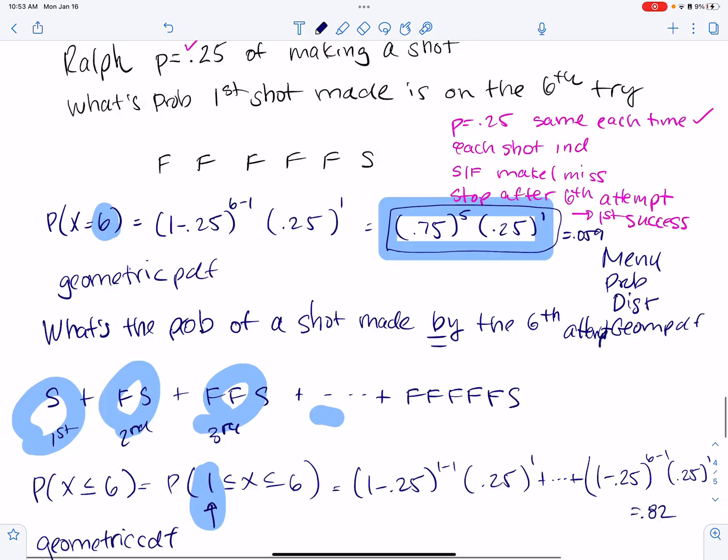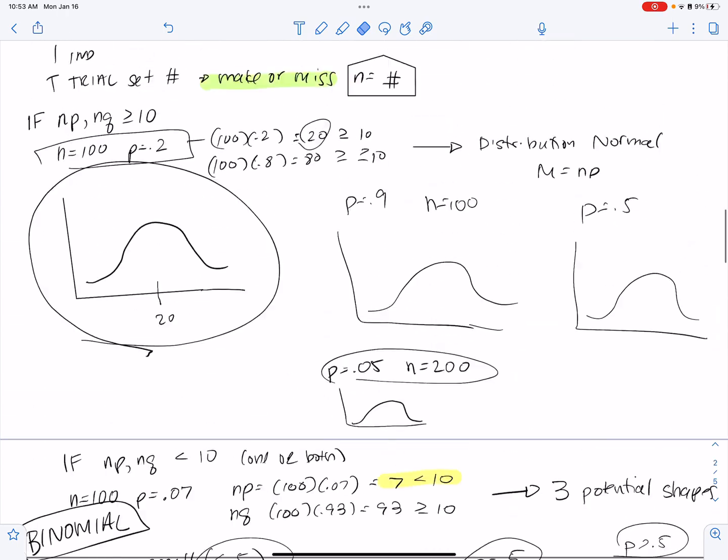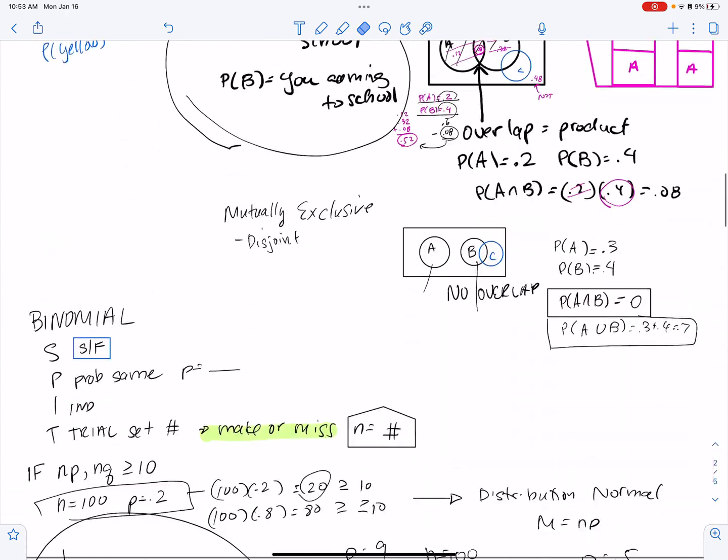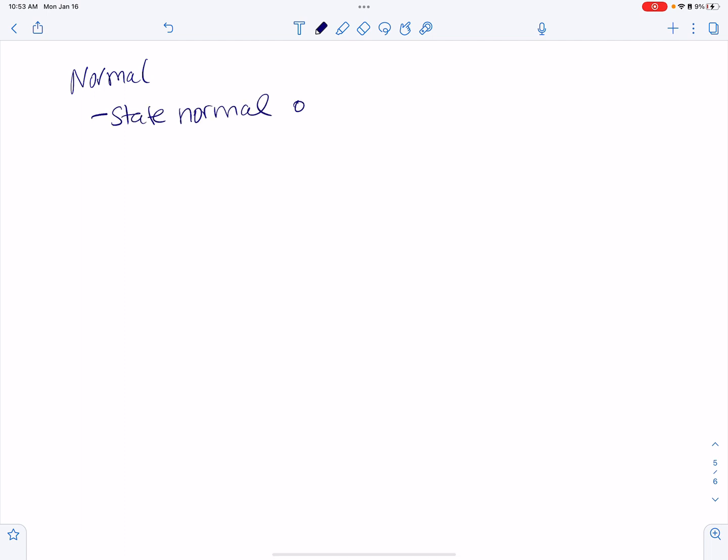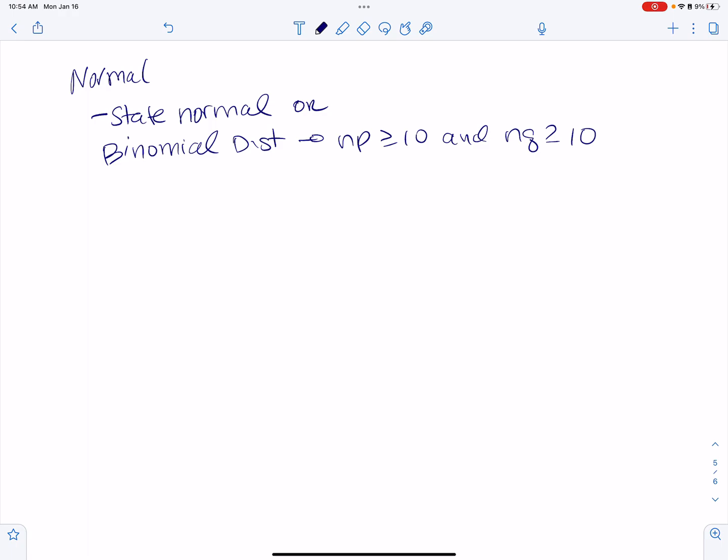All right, so let's go to the next topic, and the next topic is the normal model. Okay, so let's look at normal. Remember the normal model: the only formula so far we have for the normal model, it will state that it's normal, or a binomial, which we already talked about, right? A binomial distribution has np greater than 10 and nq greater than 10. We studied this in the first video. When this occurs, it's normal.